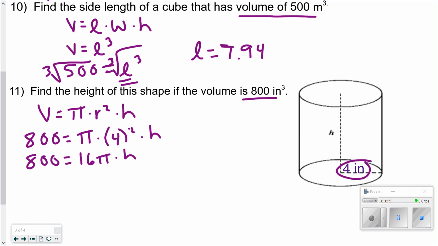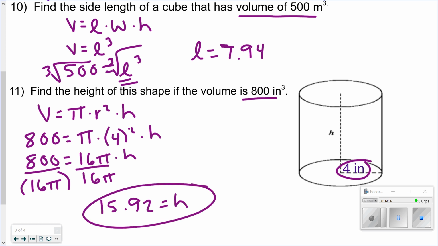I want to solve for h, so I need to divide by 16 pi. Same thing, make sure you use the parentheses when you plug this into your calculator. When you do that, you end up getting that 15.92 is equal to the height.